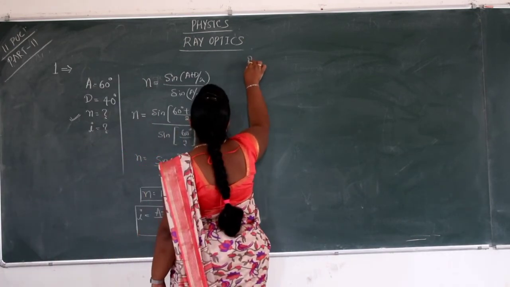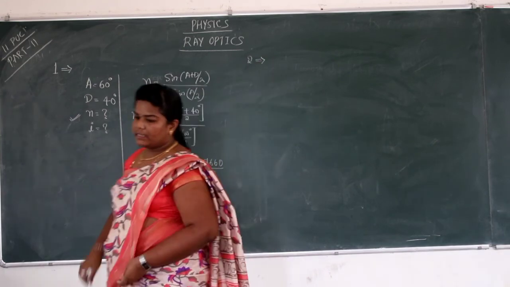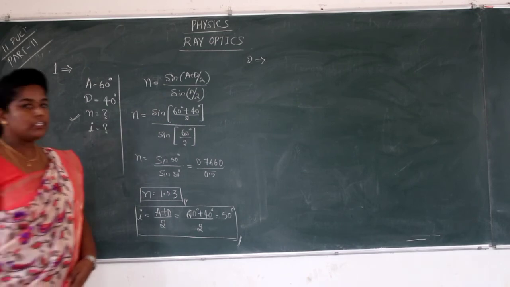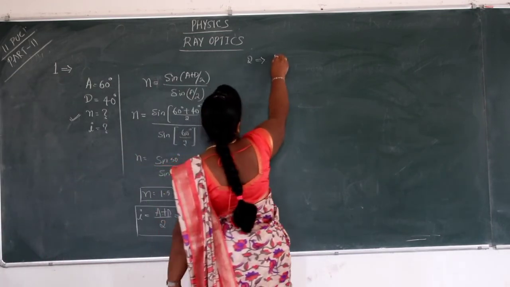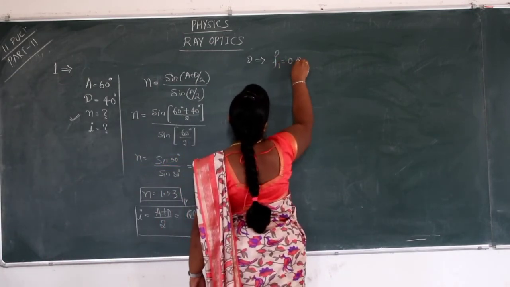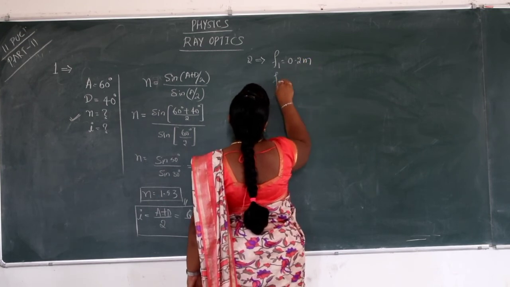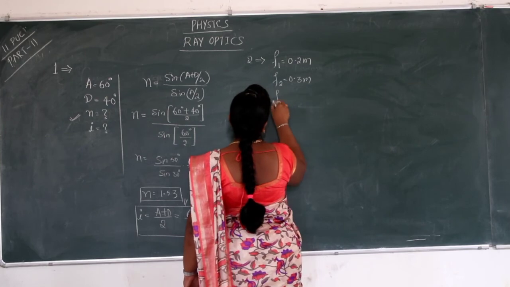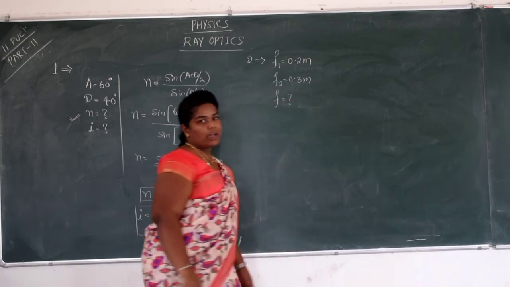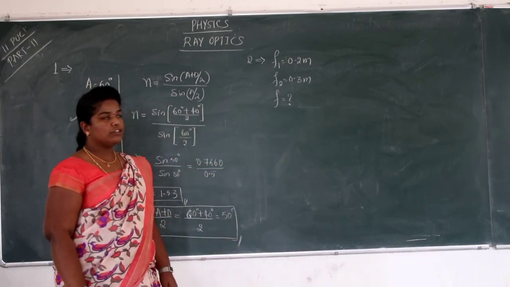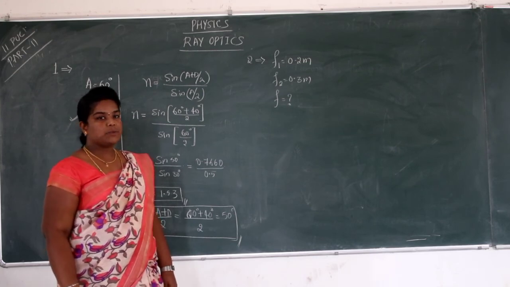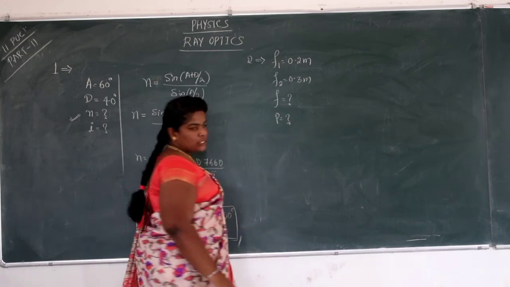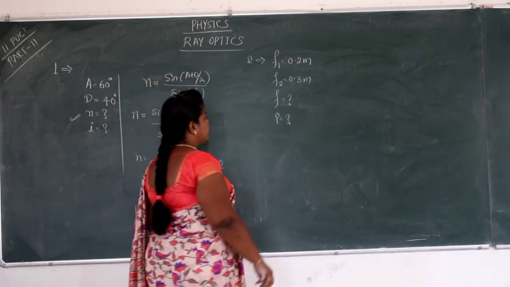Now I am going with the second question. Here they have given that we have two lenses. One focal length is 0.2 meter. The first focal length f1 is equal to 0.2 meter and the next focal length f2 is 0.3 meter. Then we should calculate the focal length of the combination of these two lenses, as well as the power of the combination of these two lenses. These are the given values.